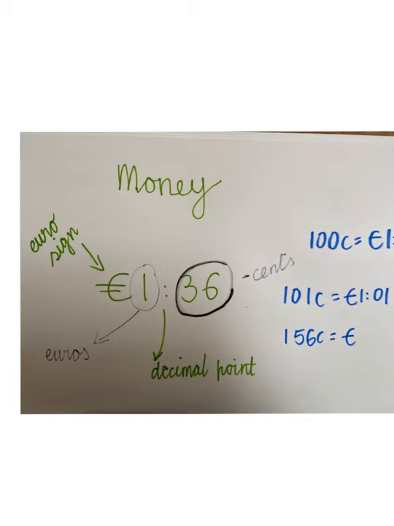So, say we have 156 cent. All you need to do is cross out the cent, we don't need the cent anymore. Put in our decimal point and add in the euro. So now we have €1.56.